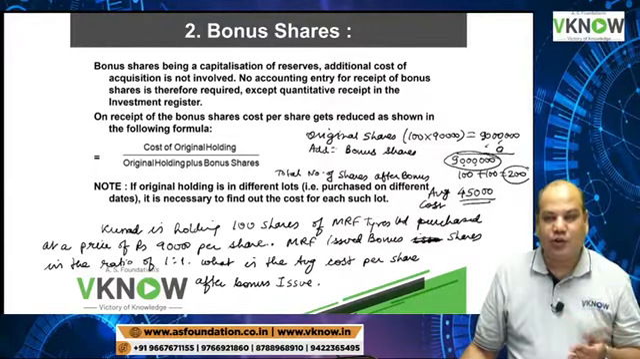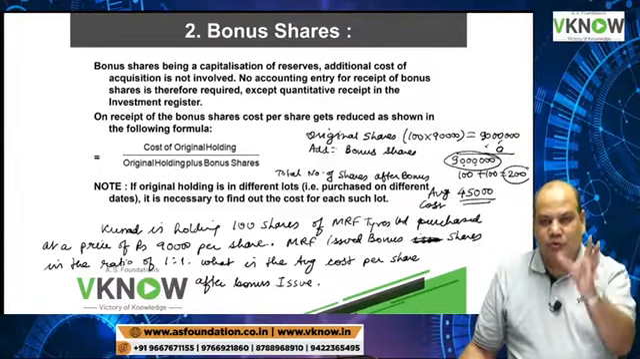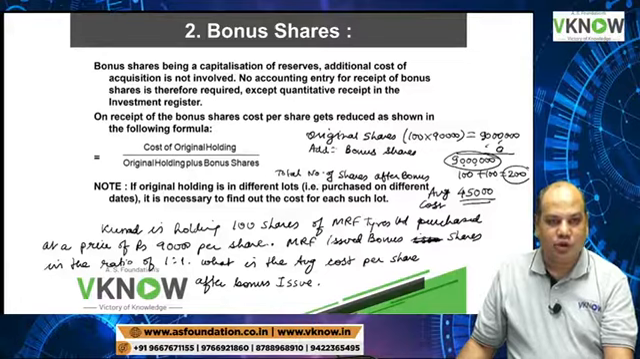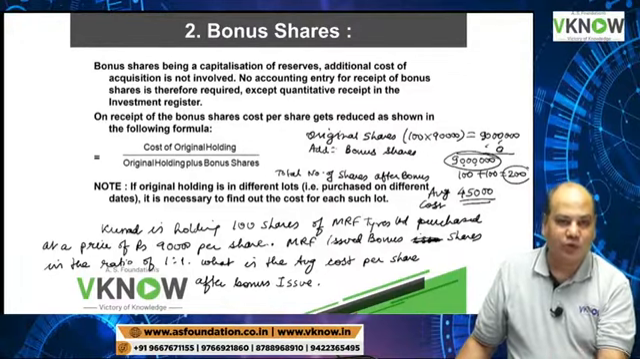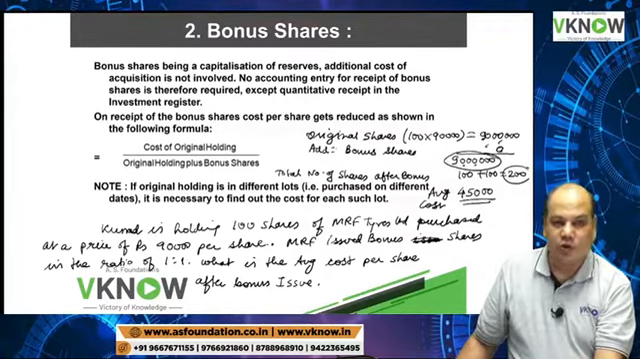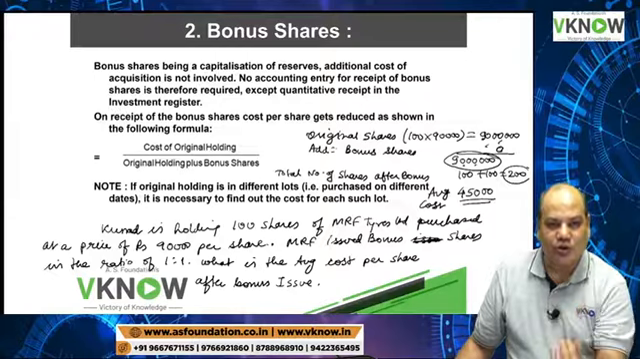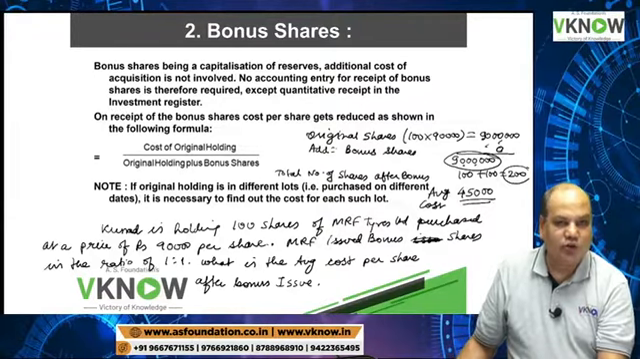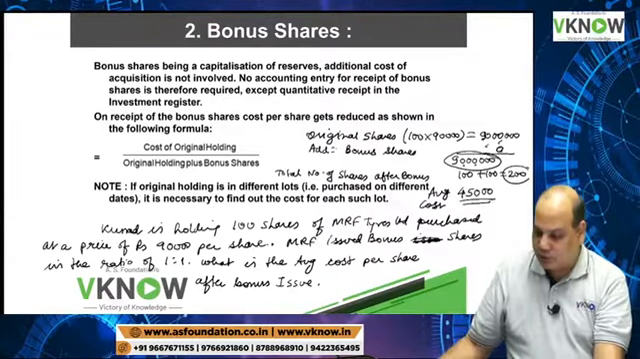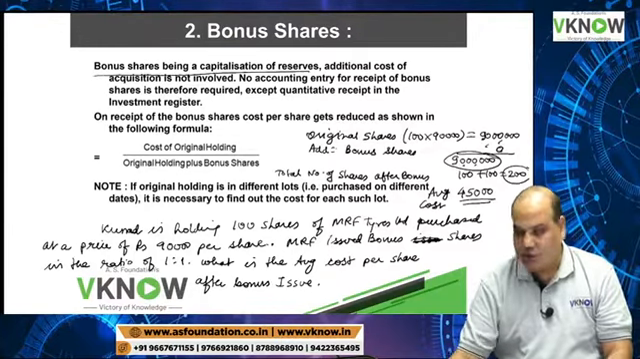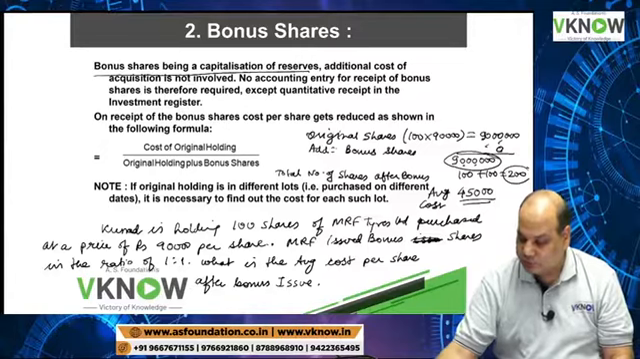After the bonus shares are issued, the average cost goes down because the company's number of shares only increases. You can see in this example also, your number of shares has increased, but total cost has not changed. So average cost per share will fall. Okay. So bonus share is a capitalization of reserve.